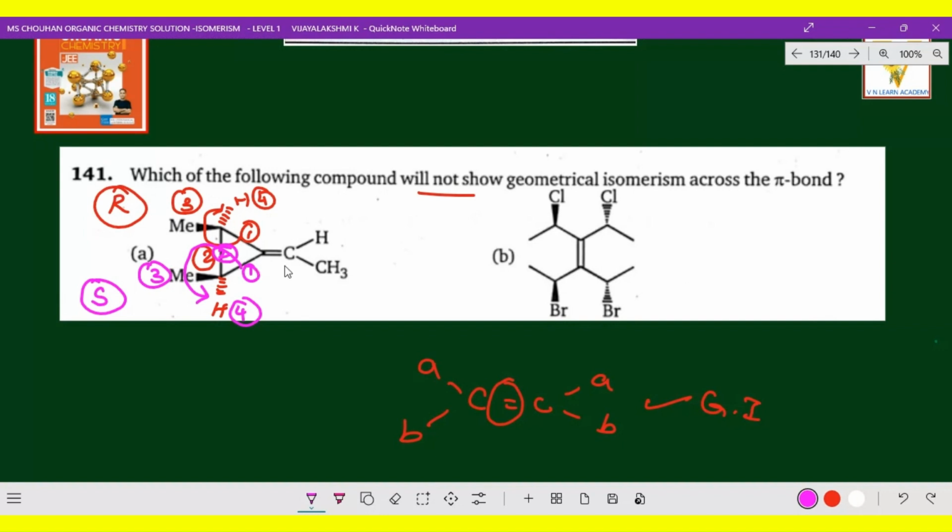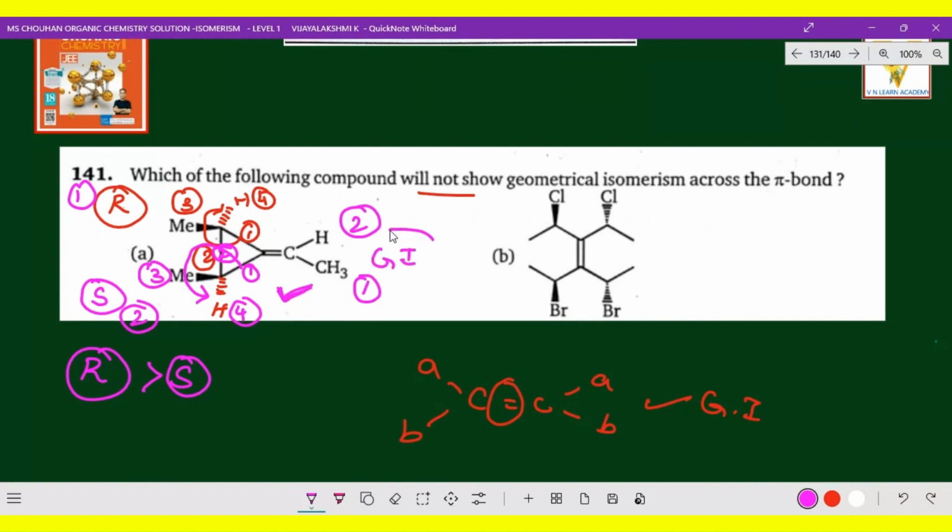Now which is higher and which is lower? This is R, so of course this CH3 is first and hydrogen is second. One more point I want to mention: how to identify which is greater and which is smaller. According to the CIP rule, R is greater than S. So R will come 1 and S will come 2. So 1 is across 1, and here 2 is across 2. So geometrical isomerism is 100% possible. So in option A, geometrical isomerism is possible.